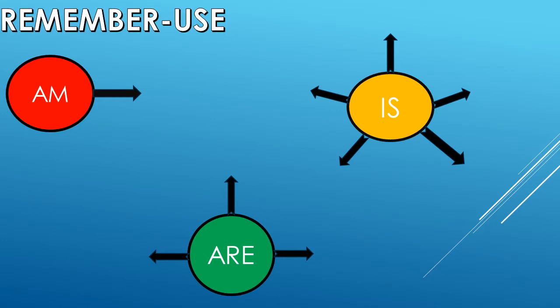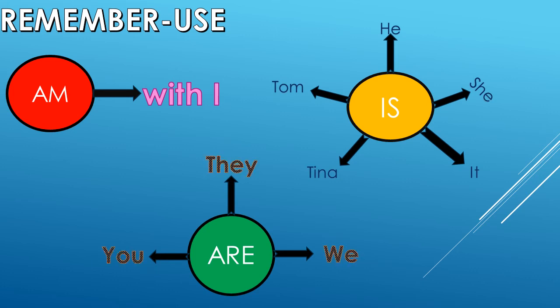Now remember children, when to use is, am, are. Let's revise, okay? We use am with I. We use is with he, she, it. We use are with you, we or they. All right, children?